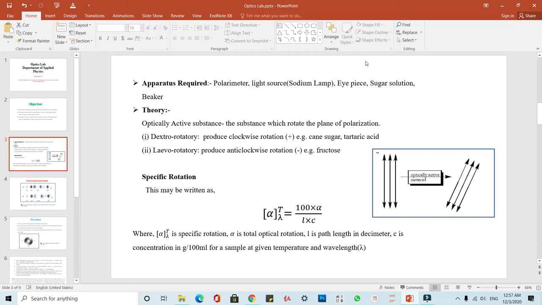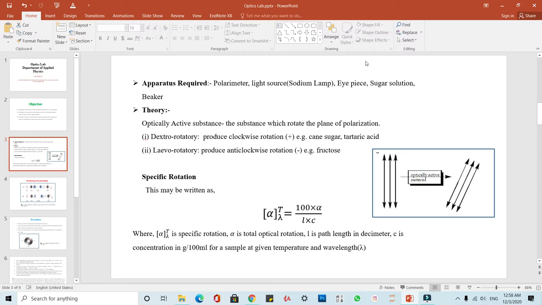The dextrorotatory produces rotation of the plane of polarization in the clockwise direction, while the levorotatory produces rotation of the plane of polarization in the anticlockwise direction. An example of a dextrorotatory optically active substance is cane sugar, and that of a levorotatory is fructose.